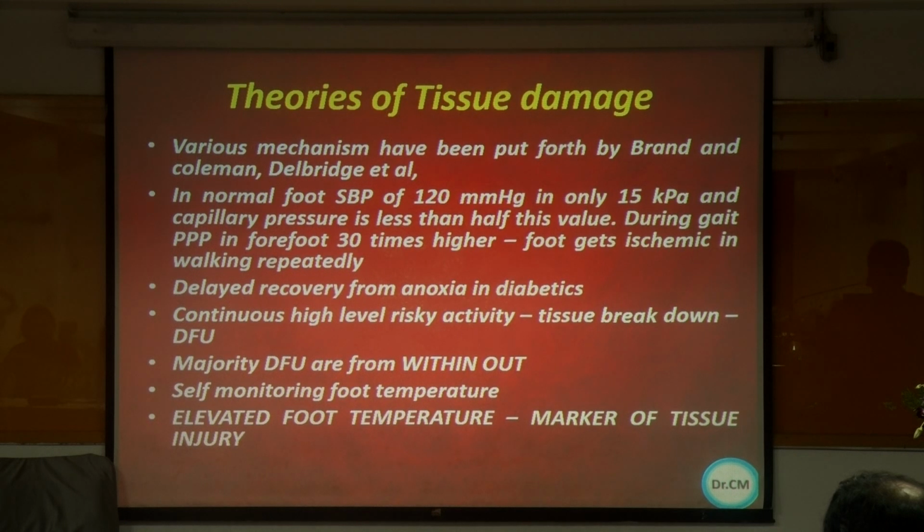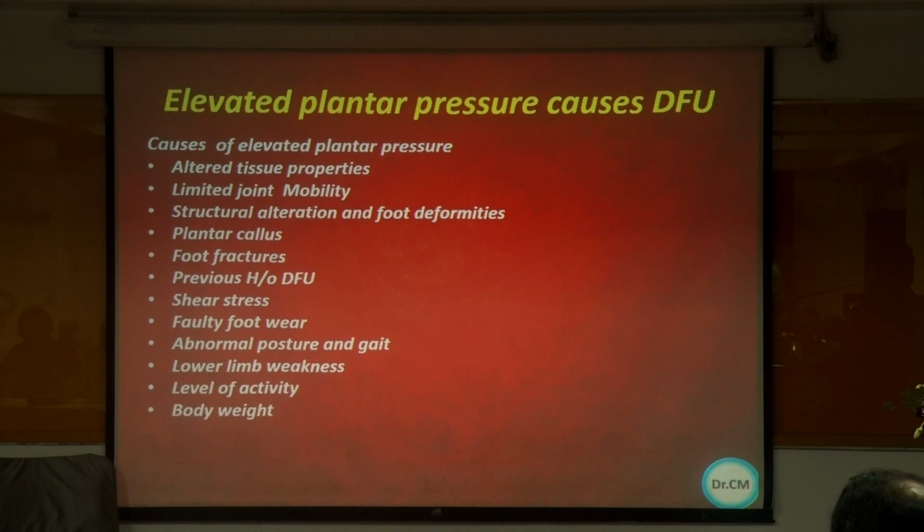And also, continuous high level risky activity. On one side it is the elevated plantar pressure. More than the elevated plantar pressure, if there is continuous high level of risky activity, which leads to tissue breakdown and diabetic foot ulcer. Majority of the diabetic foot ulcers are from within out, and self-monitoring of the foot temperature is very important. Elevated foot temperature is a marker of tissue injury.